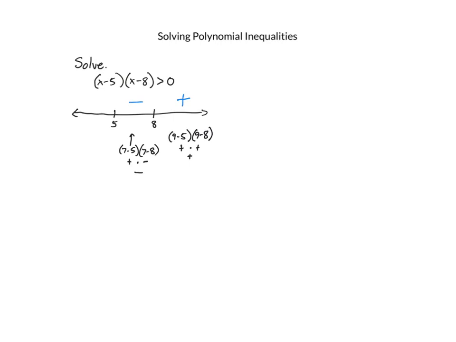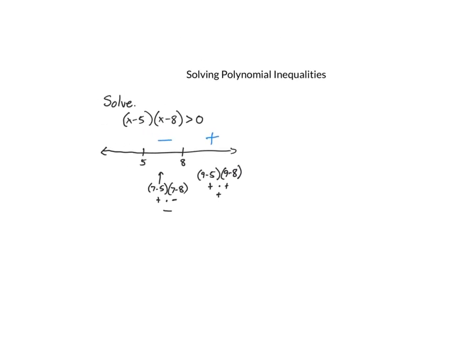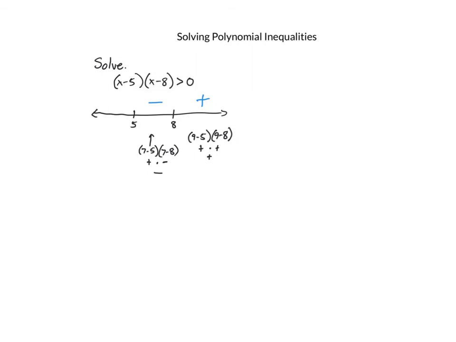So let's write that. And finally, I choose a number to the left of 5. And I'm going to choose 0. If it's in an interval, I usually choose that one. So I'm testing this interval right here. So I have 0 minus 5 times 0 minus 8. That is a negative 5 times a negative 8. And again, I only care about the fact that it's a negative times a negative, where the result is positive. So now I know where the product is positive and where the product is negative.